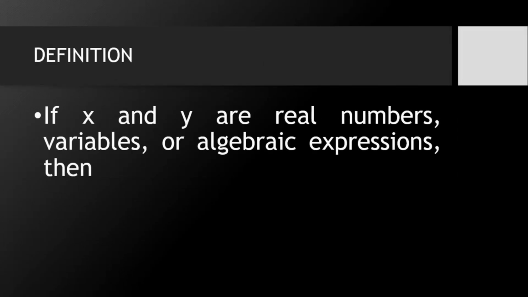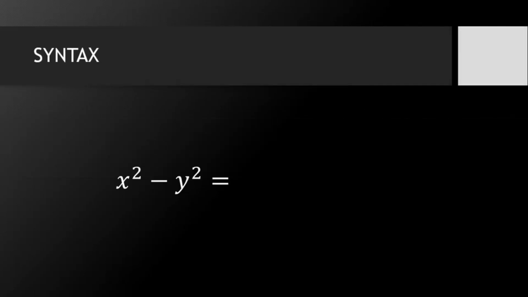So let's start first with the definition. The difference of two squares, by definition: if x and y are real numbers, variables, or algebraic expressions, then we have this syntax: x squared minus y squared equals the quantity of x plus y times the quantity of x minus y. So in this video lesson, we will learn how to factor the difference of two squares, just like this.